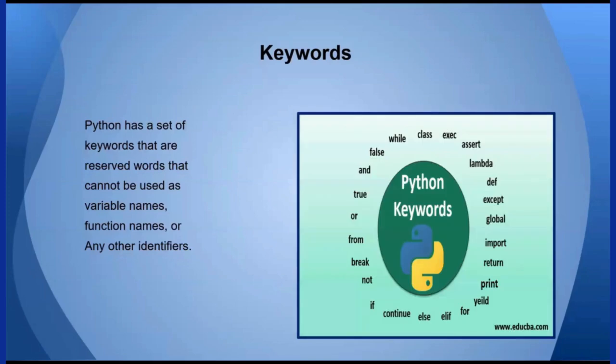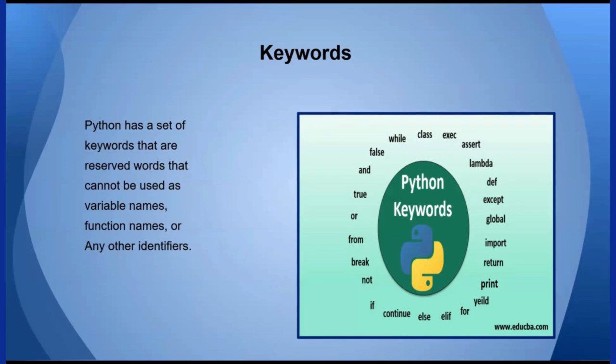Now, coming towards the keyword. Basically, keywords are some reserved words whose meanings are already defined in your Python libraries. You can use these words in your program, but you cannot change their meaning. And how can you use these in your program? For example, if we have to give any condition, then if is a keyword.